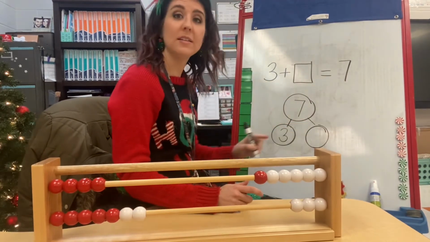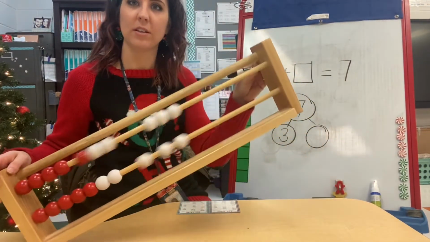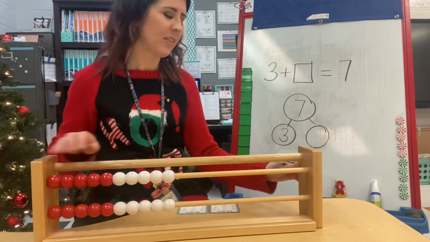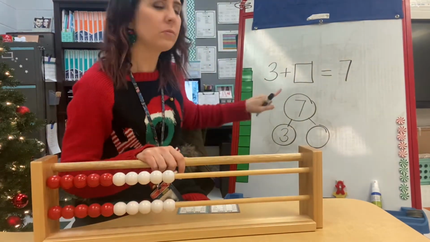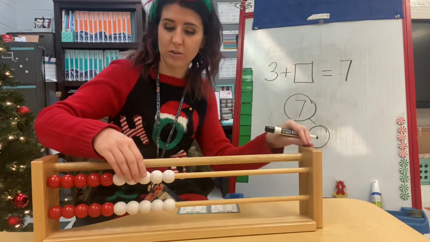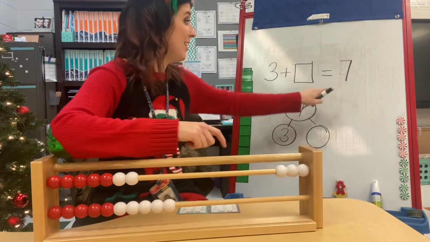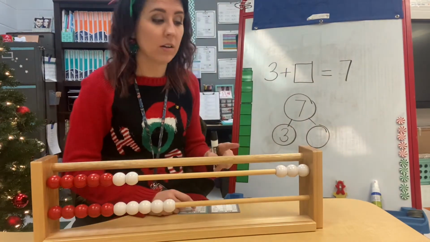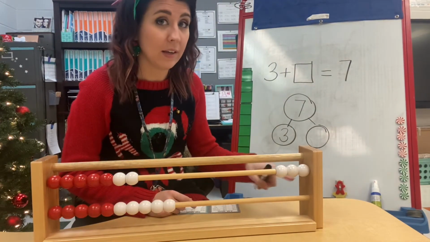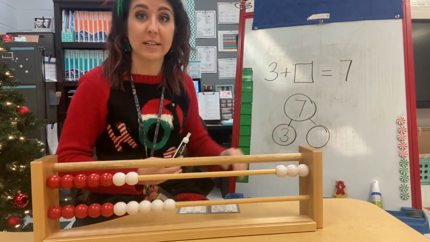So that means we are missing a part. So let's reset your bead rack. Isn't that fun? And let's see if we can do this. One of the parts is 3, so that'll be our top part. We're missing our bottom part, and we need to have 7 altogether. So if we have 3, we need to keep adding more to get to 7.